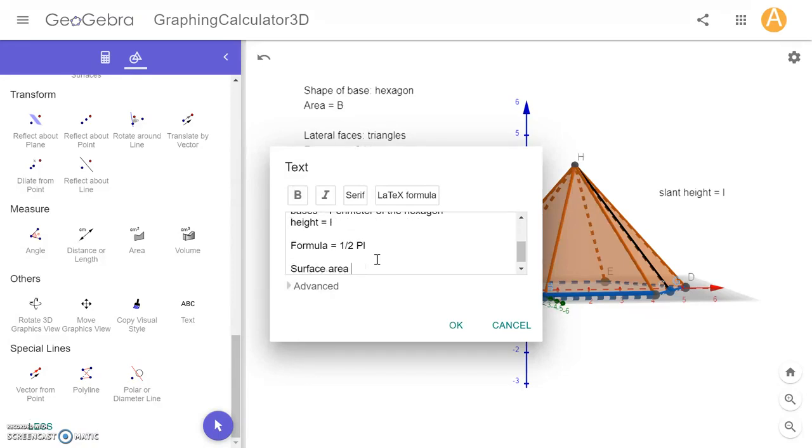So our total surface area for a pyramid will be 1 base, because there's only 1 base on a pyramid, plus 1/2 the perimeter times the slant height. And we notice that this portion right here, the 1/2 perimeter times the slant height, that is our lateral surface area.